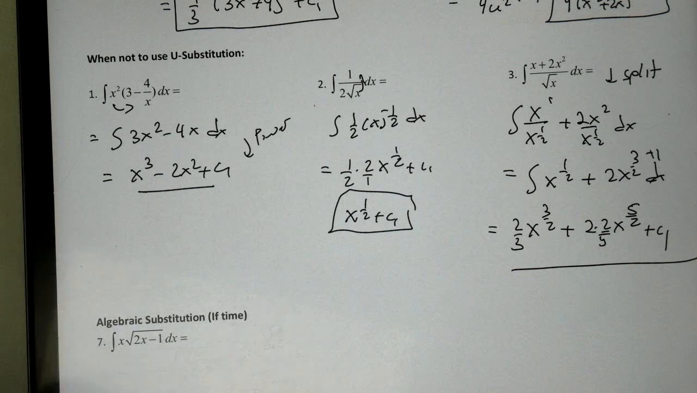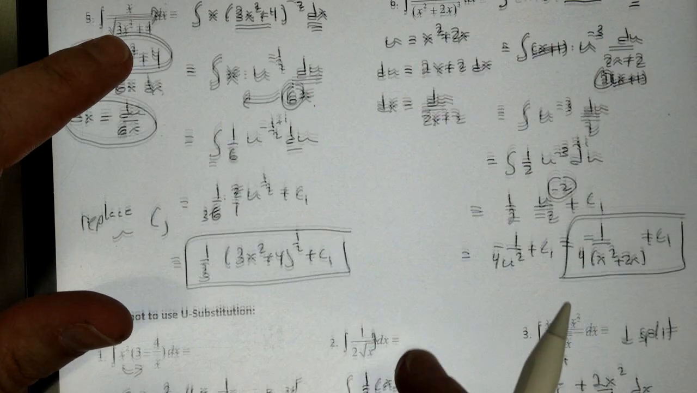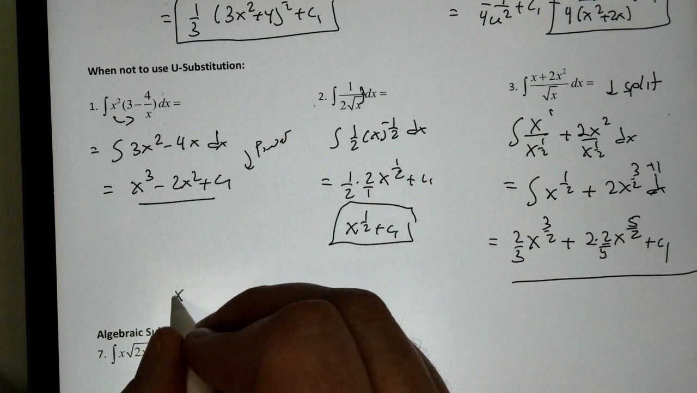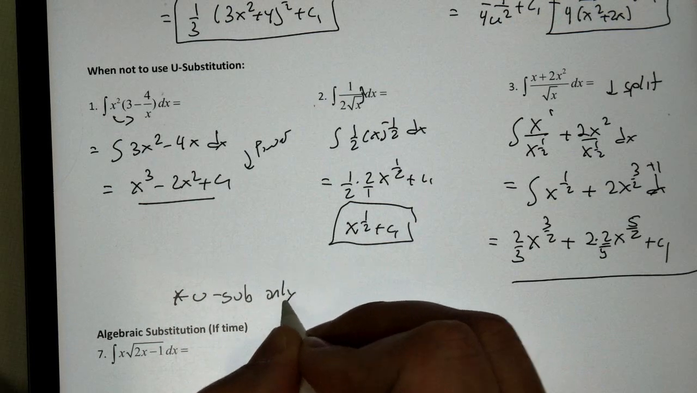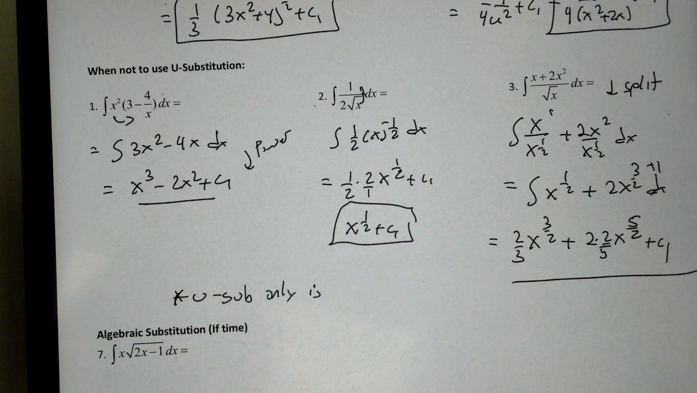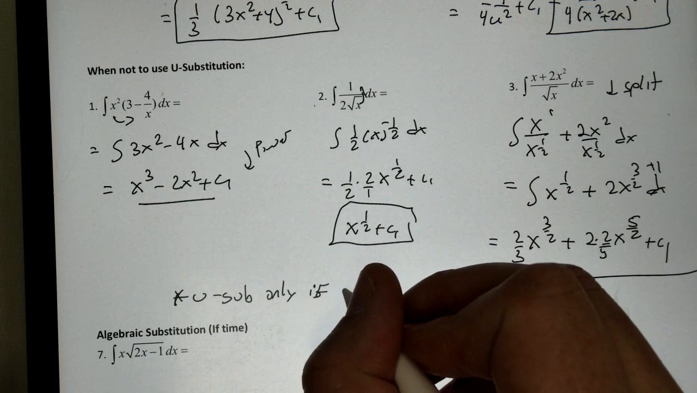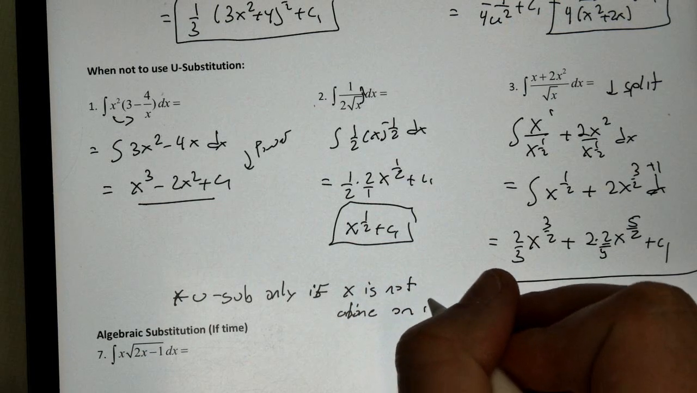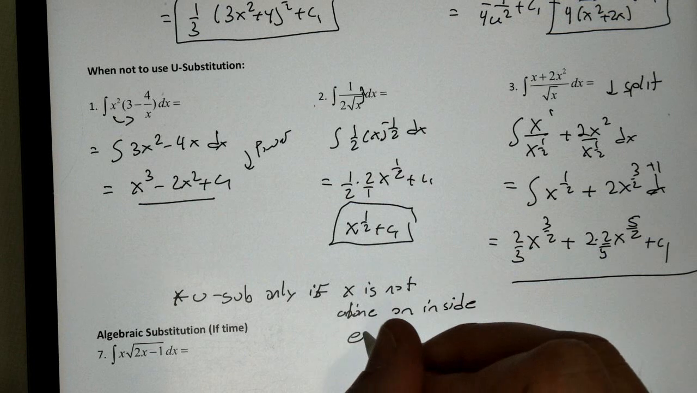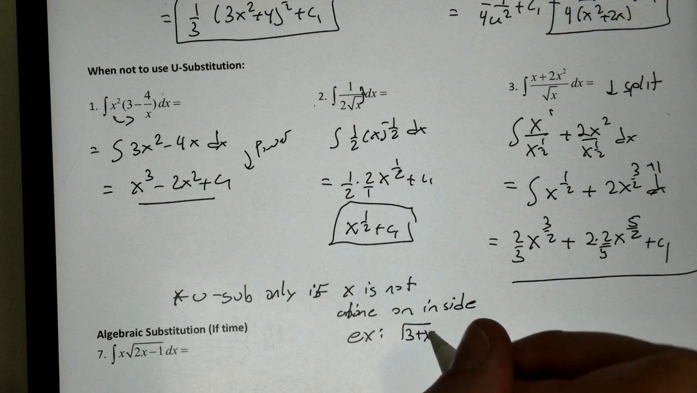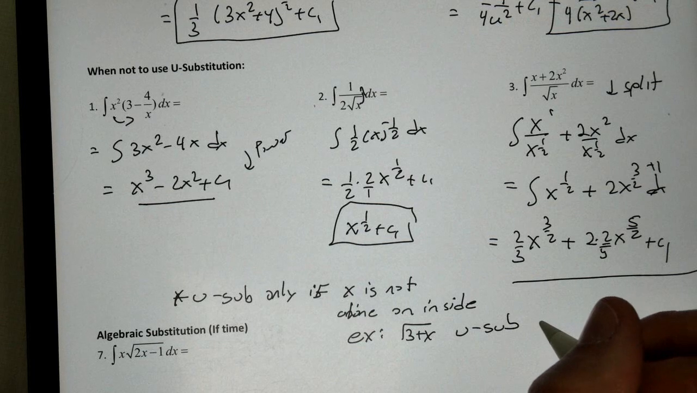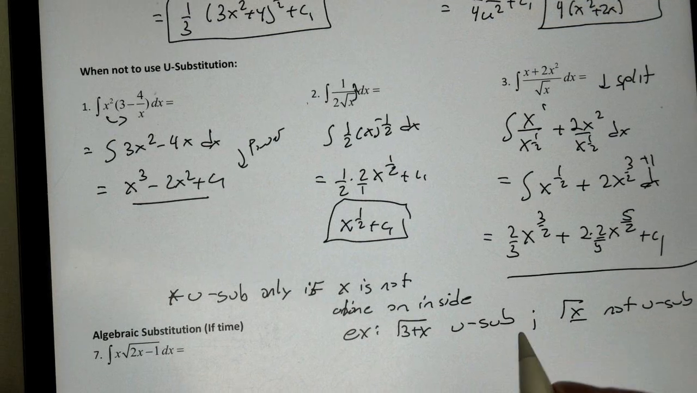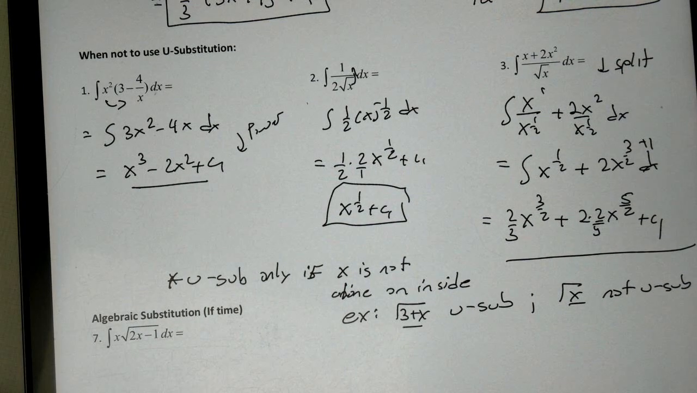An easy way to tell if you really have to do U substitution is if there's something other than x on the inside. So a nice hint for U sub: only if something else is on the inside. Only if x is not alone on the inside. In other words, something like the square root of 3 plus x, U sub. Something like the square root of x, not U sub. Because the x here is alone, and the x here is not alone.